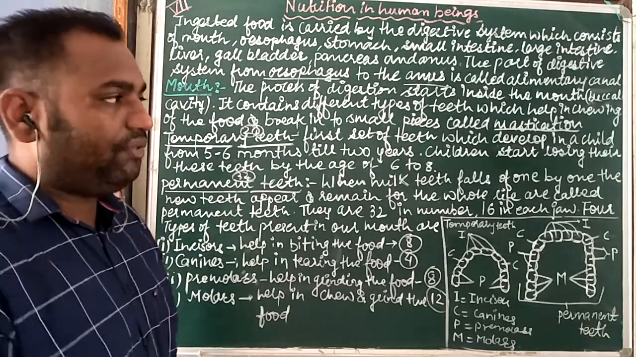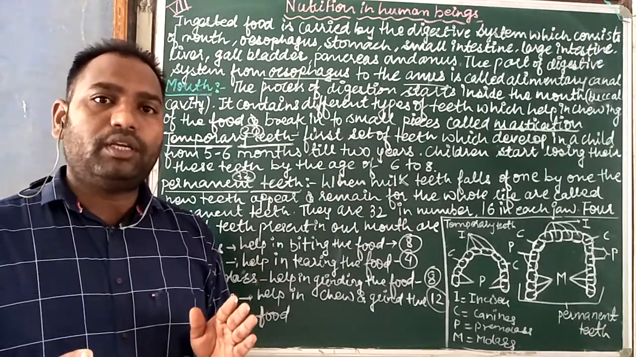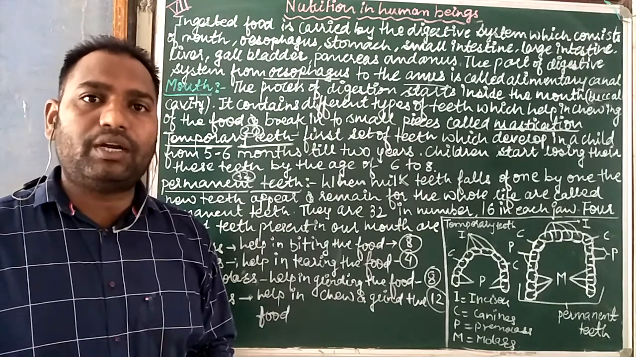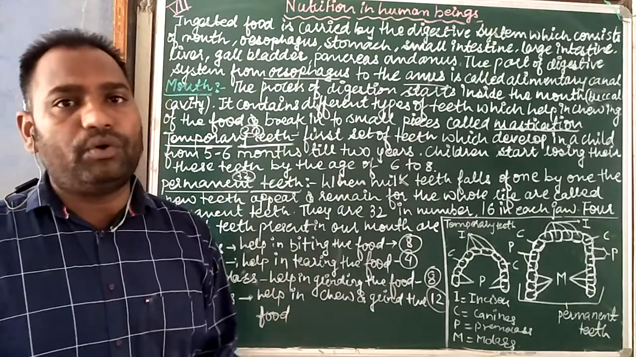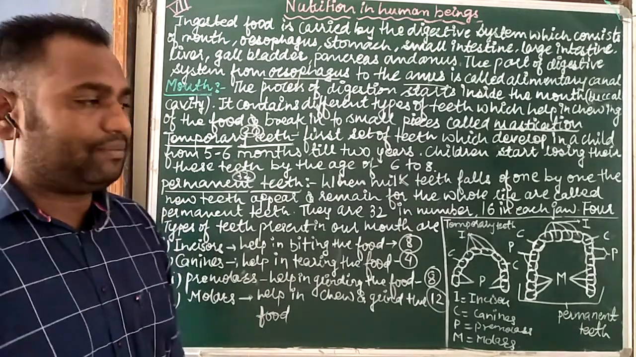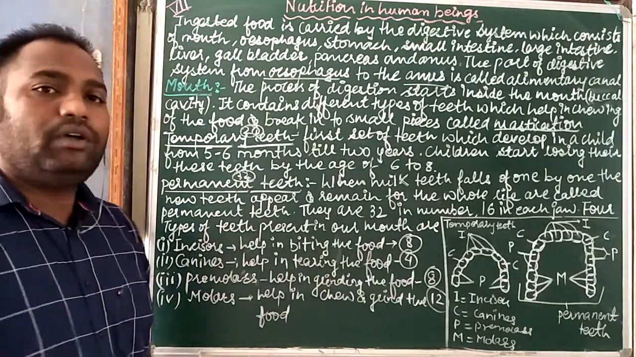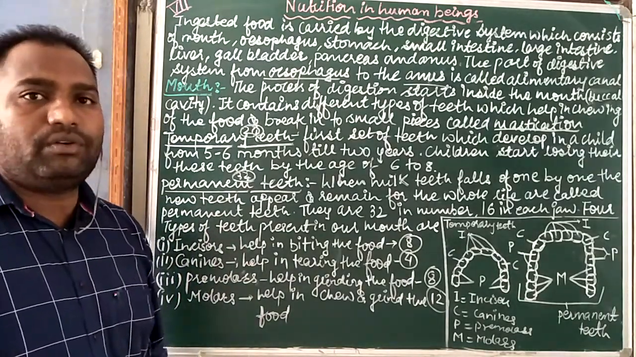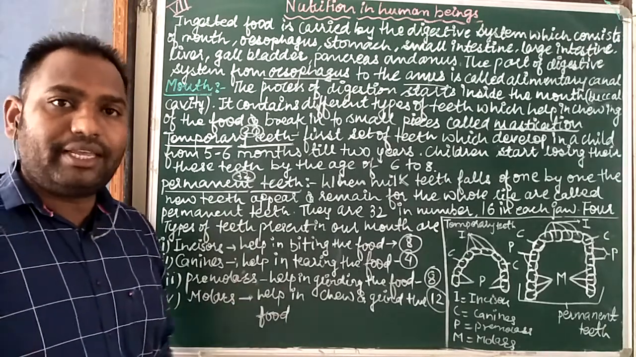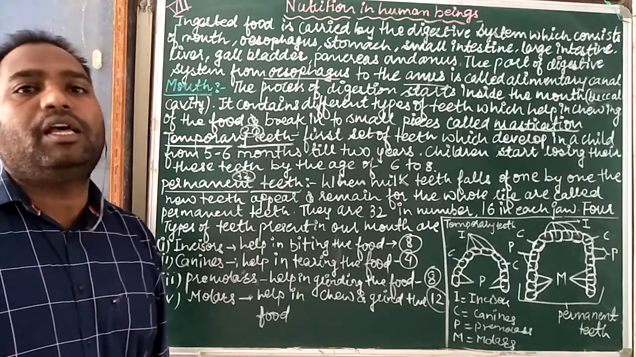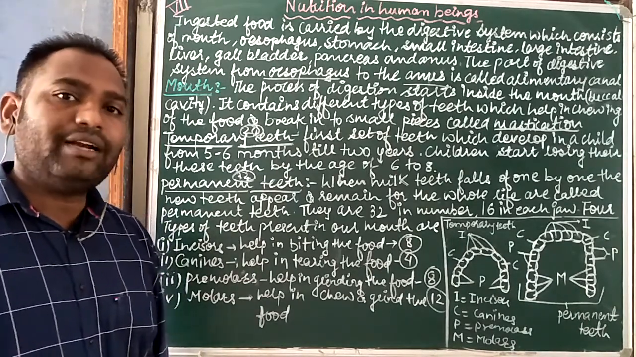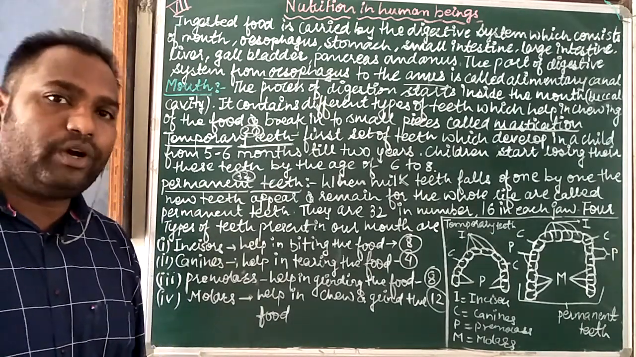The different types depend on their functioning, what their work is. We categorize these teeth into 4 types based on their work in our mouth: grinding, chewing, tearing and biting. These are the different functions that can be done by the teeth, and on that basis we categorize them into 4 different types.